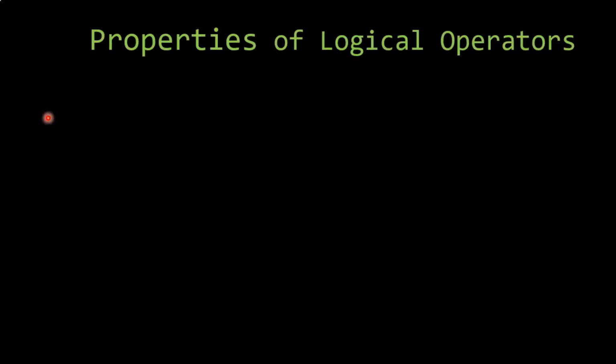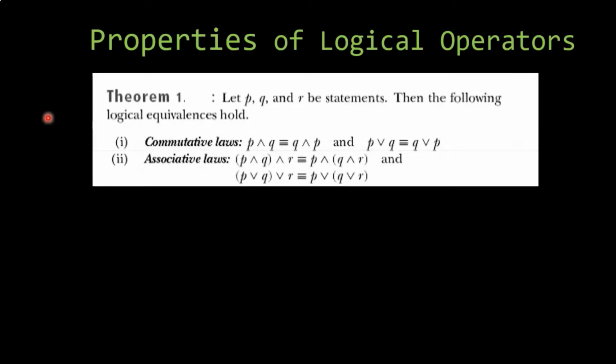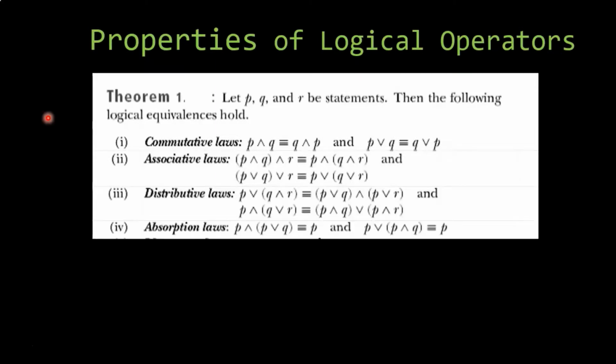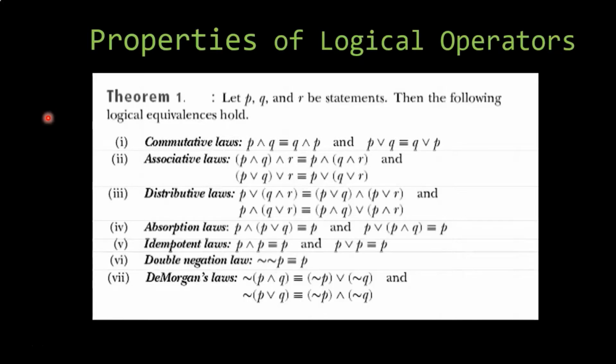Properties of logical operators. To show the logic of any statement or to show the validity of any argument, we need to use several laws as follows: commutative laws, associative laws, distributive laws, absorption laws, idempotent laws, double negation law, and De Morgan's laws. So make sure you memorize all these laws and know how to apply them in solving problems.